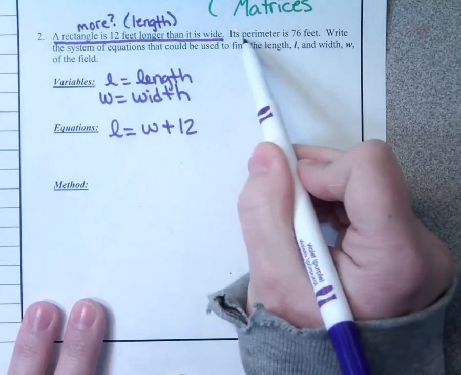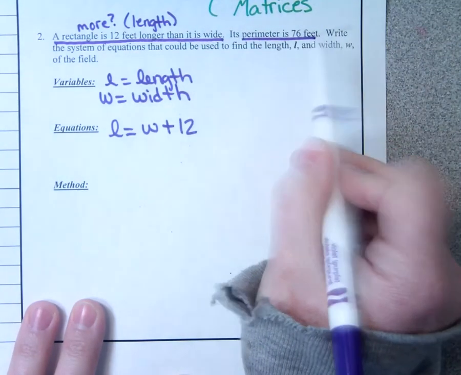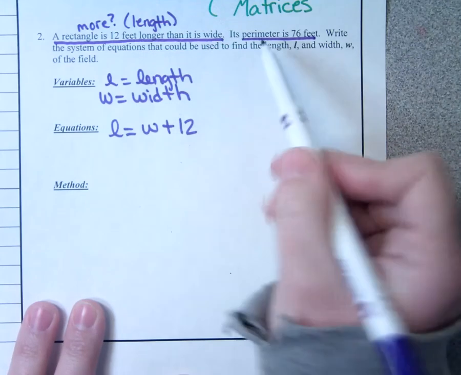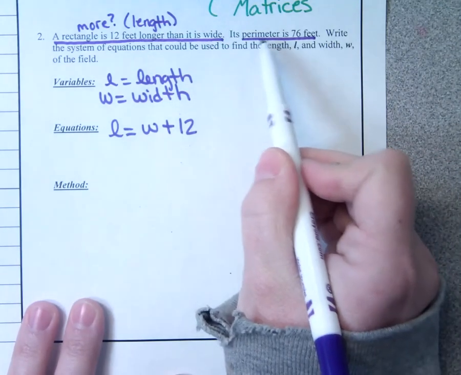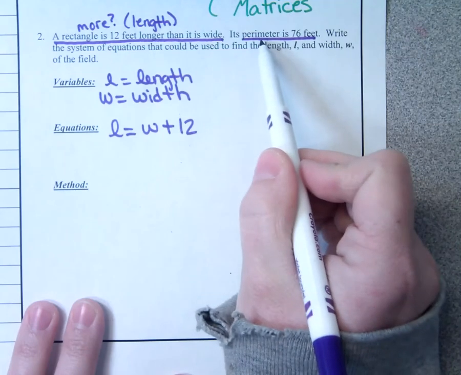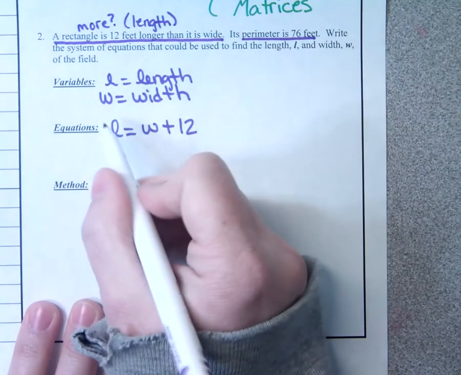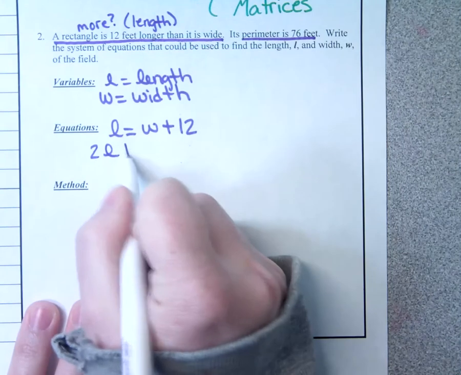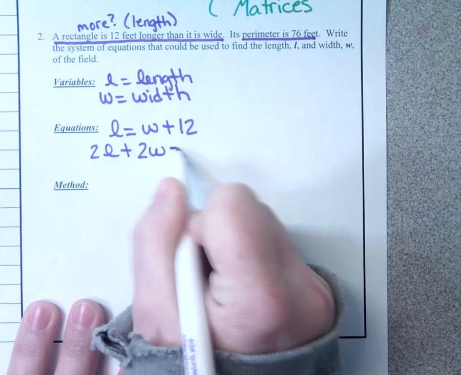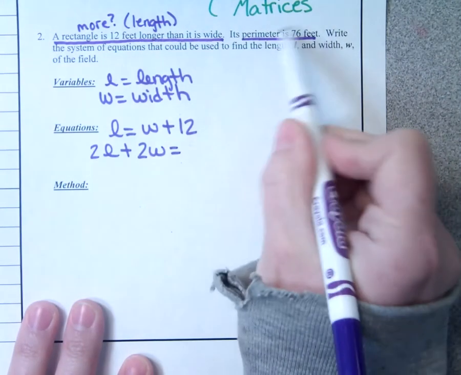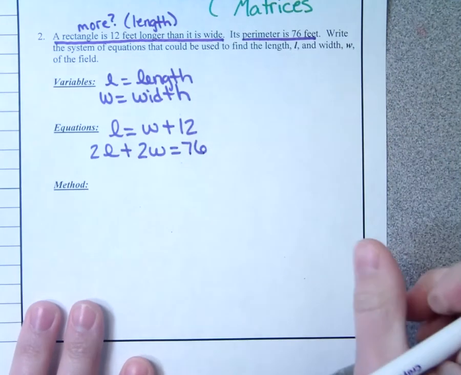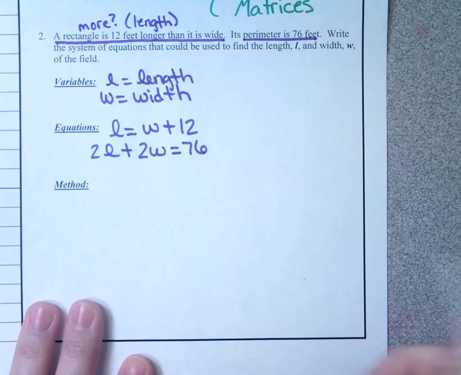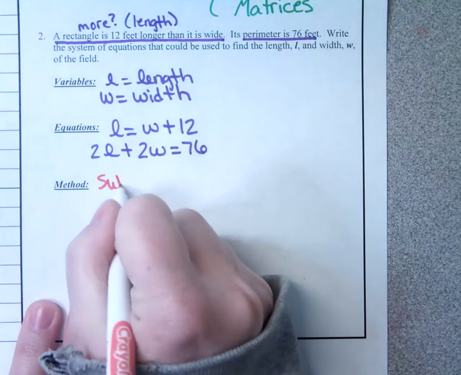Our other equation is going to come from the fact that we know its perimeter is 76 feet. So perimeter is the distance around all sides, and we have a special formula for perimeter of a rectangle, and that is 2 times the length plus 2 times the width equals whatever the perimeter is, and we're told that the perimeter is 76. And there are our 2 equations. That's our system. If I were to solve this by hand, I would use substitution.